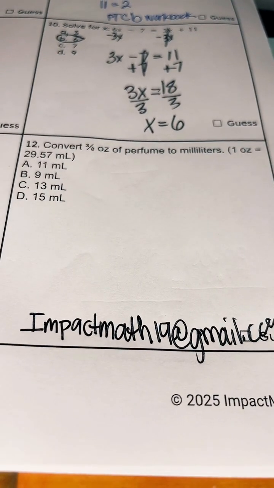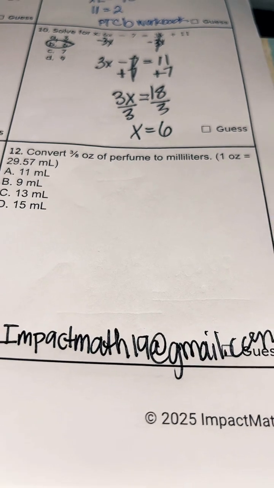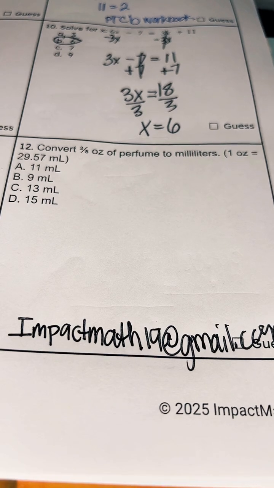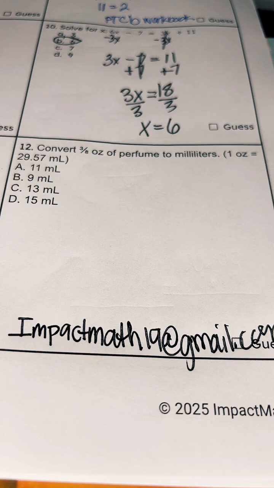Okay. Convert 3/8 ounces of perfume to milliliters. And they told you 1 ounce is equal to 29.57 milliliters. Okay, Eve, got you. Thank you. What y'all getting for this one? Nicole said A. Okay, Nicole. Anybody else got anything?